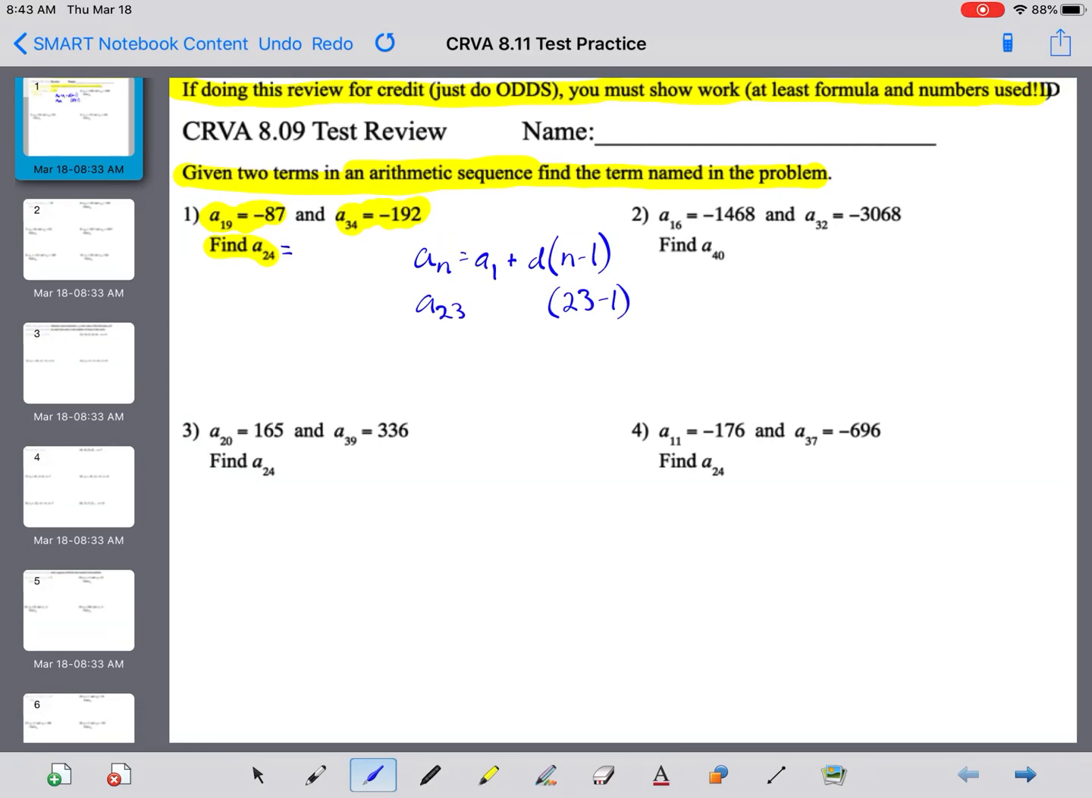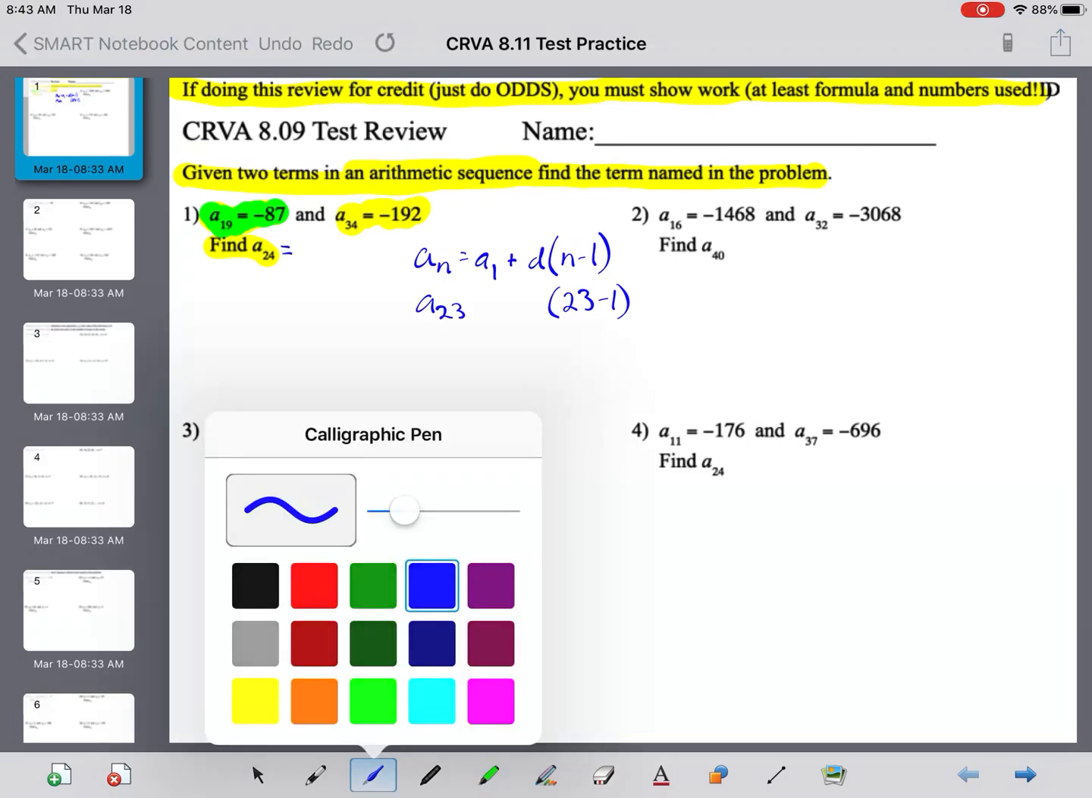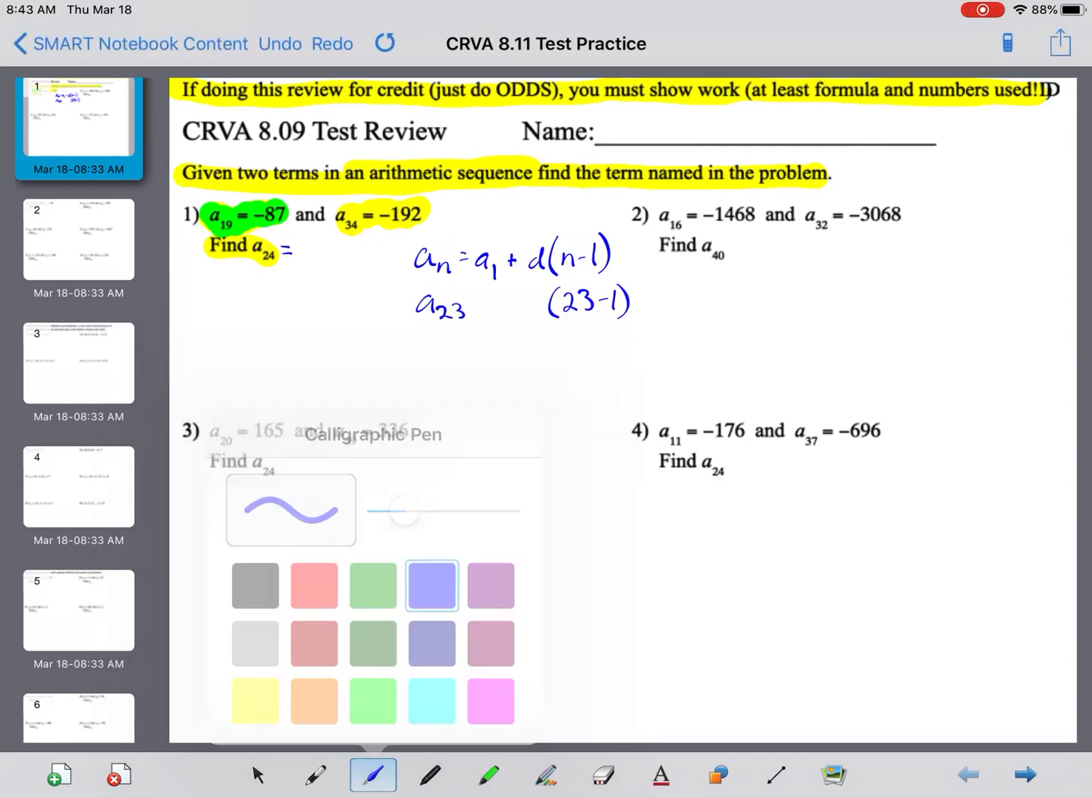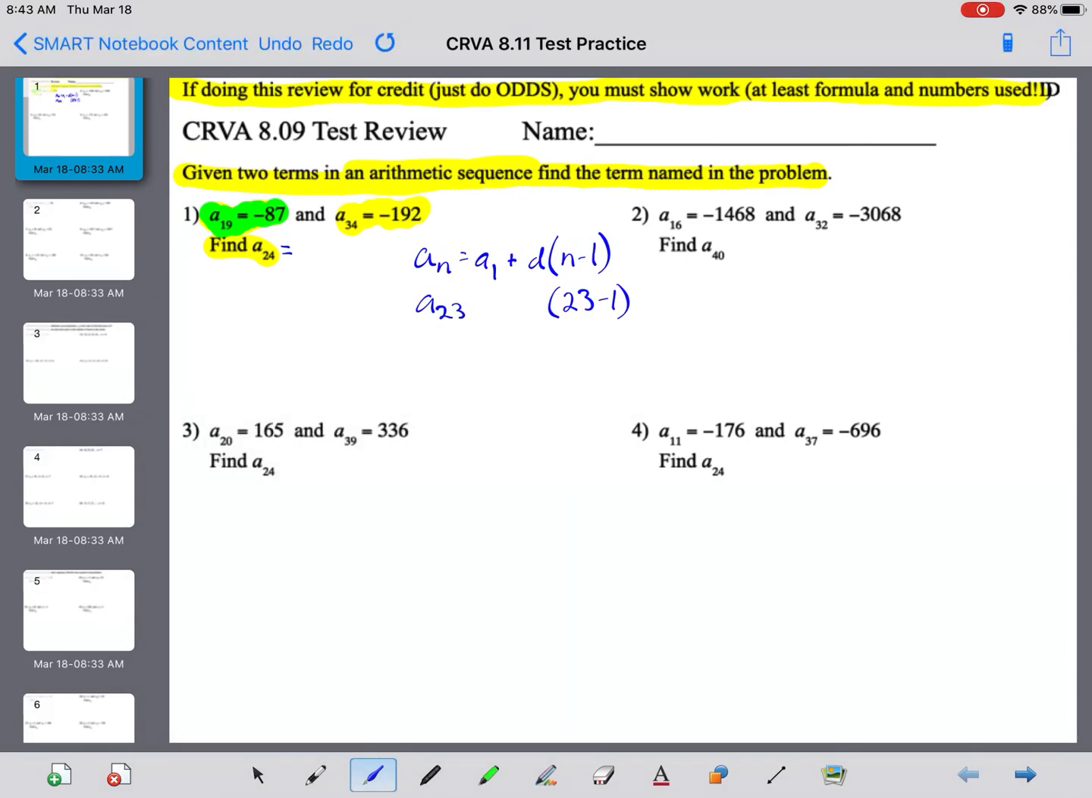We need to know the constant difference, or the constant rate of change, as well as the value of the first term. Now, I believe on your test, they're going to have one of these values actually be the value of the first term. But on these, they don't do that. So it makes you have to do a little extra work. So either way, what we need to do is find the value of d. And that's like your slope, your rate of change.